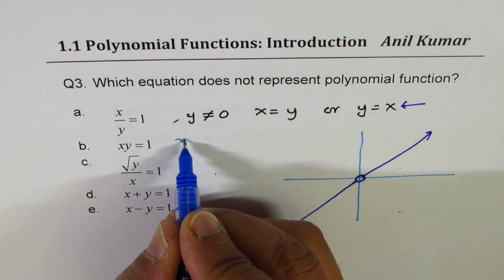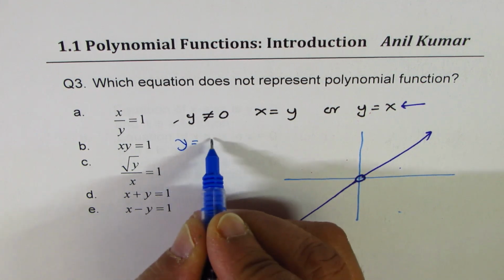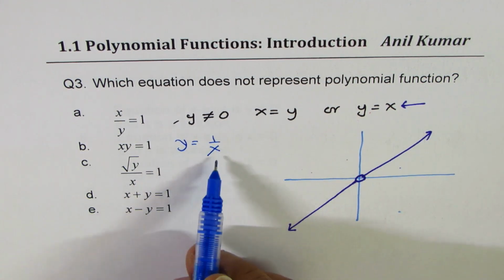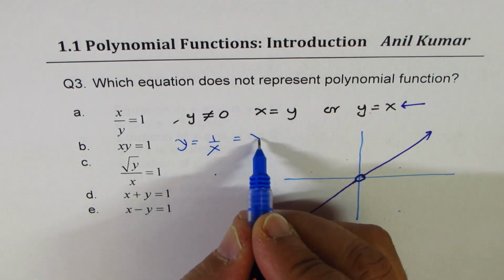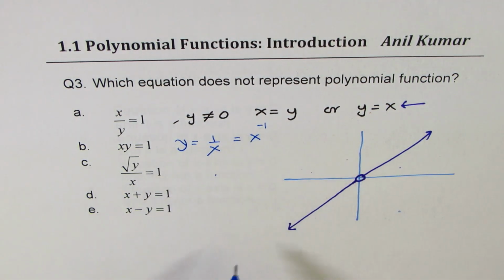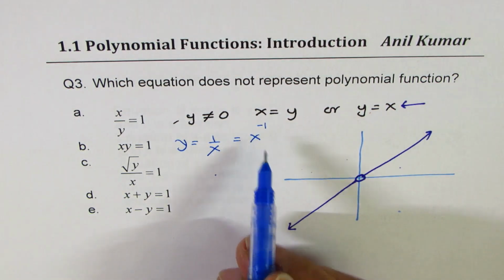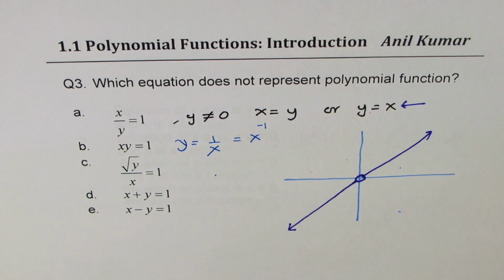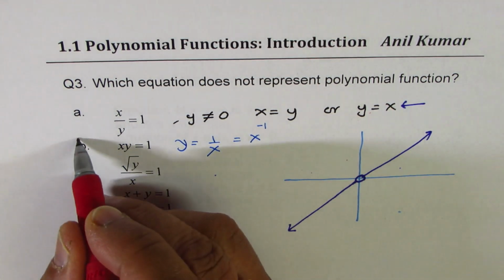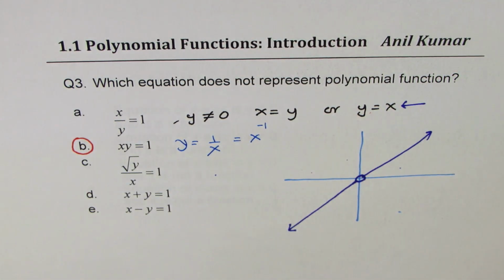Now here we have another example, which is xy equals 1. This we can write as y equals 1 over x. Now since x comes in the denominator, the exponent will be -1. So this definitely cannot be a polynomial, right? So which equation does not represent a polynomial? Equation B does not represent a polynomial, right?